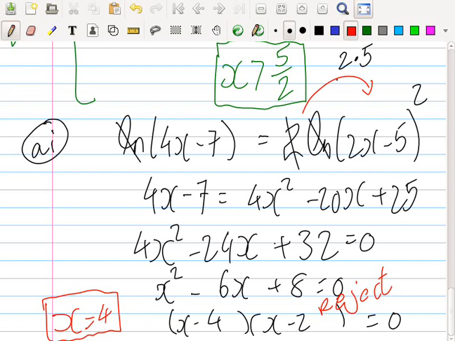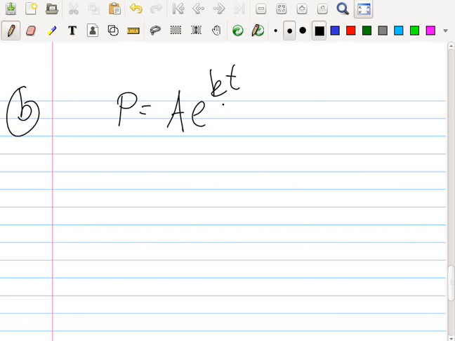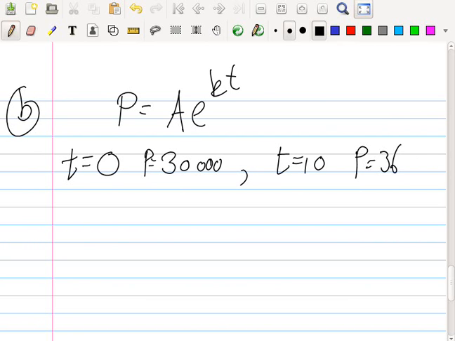Okay, we got that one? Yes, next one now. So B part, it's another one of these model situations. Population equals A e^(kt). And you're told t is time, and at the beginning in the year 2000, so we'll call that t is 0, the population was 30,000. And then 10 years later, in the year 2010, the population was 36,000.